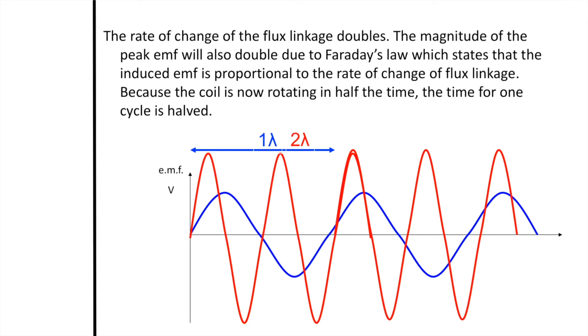The answer is that the rate of change of the flux linkage would double. The magnitude of the peak EMF will also double due to Faraday's law, which states that the induced EMF is proportional to the rate of change of flux linkage. Because the coil is now rotating twice as fast, the time for one cycle is halved. So here we see we have twice as many wavelengths in the same amount of space.